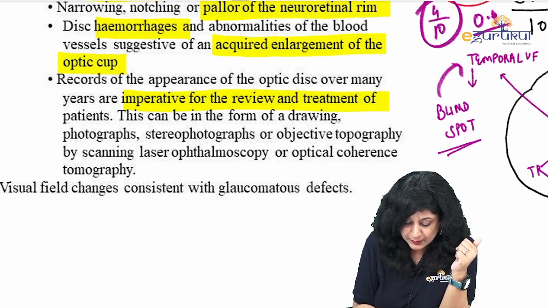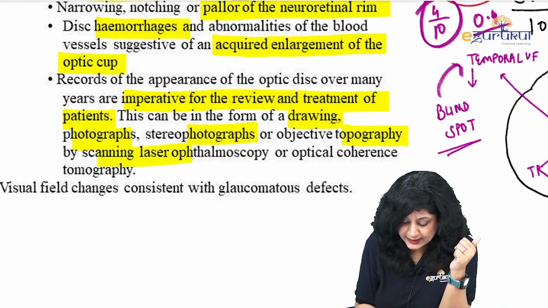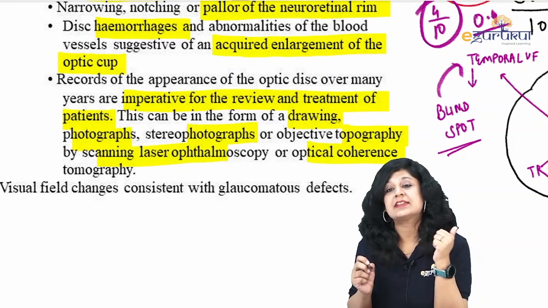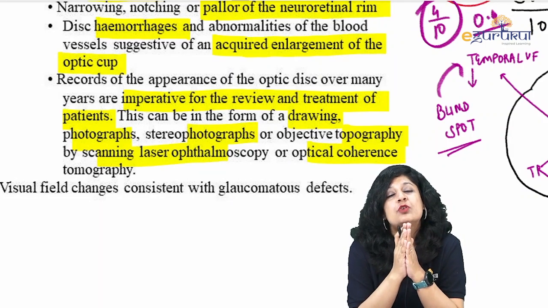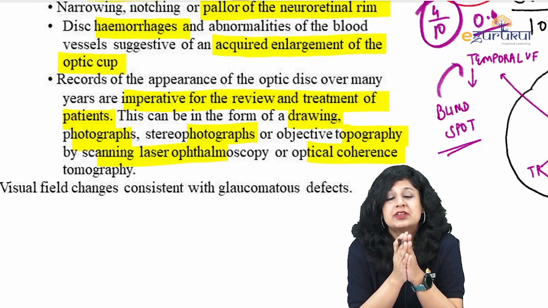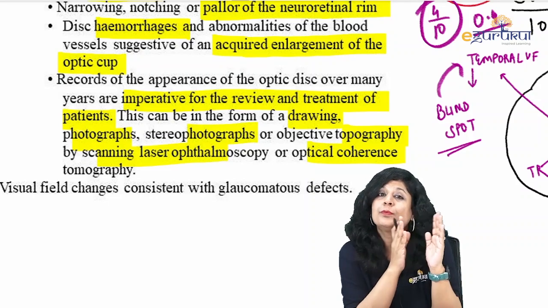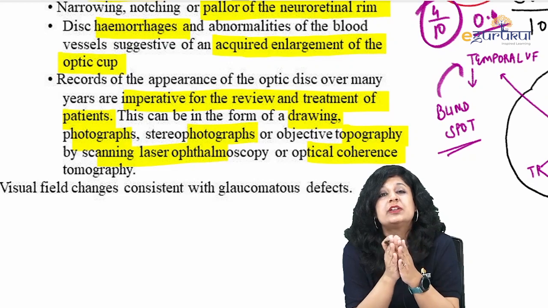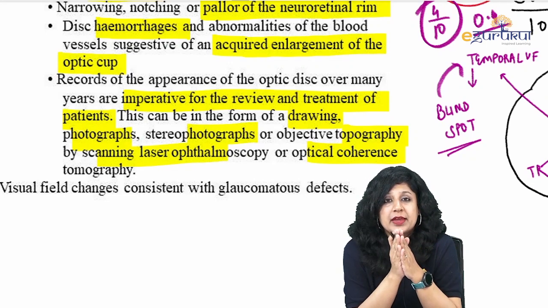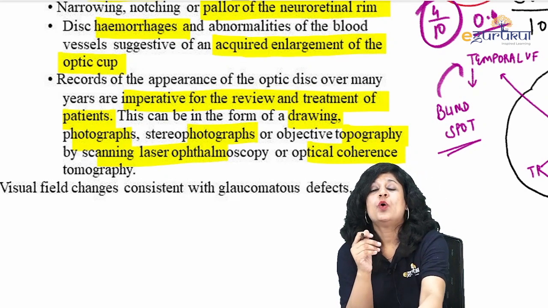Okay. Alright. Now records of the appearance of the optic disc over many years are imperative for the review and the treatment of the patients, which can be in the form of drawing, photographs, stereo photographs, topography, or OCT. Now what they are saying is that only one time when you are seeing the changes, they may not be sufficient to start the treatment. Obviously you will have to review these changes from the previous ones. You will have to compare whether or not these changes have taken place. Only then you will label this patient as a patient of open angle glaucoma.